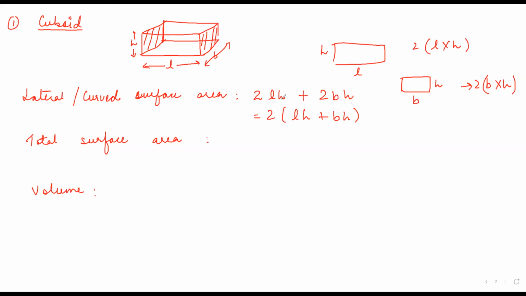Now you look at the bottom here. The bottom is this, right? This side is length and this side is breadth, right? So the area is length into breadth. Clear? Yes, ma'am. It's a rectangle. And similarly, the area of the top is also length into breadth. So 2 LB you are also adding. So the total becomes 2 into LB plus BH plus LH. That's the total surface area. Understood?